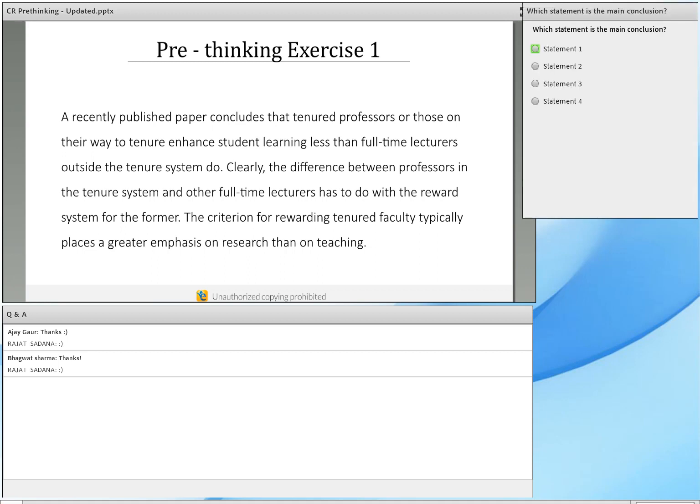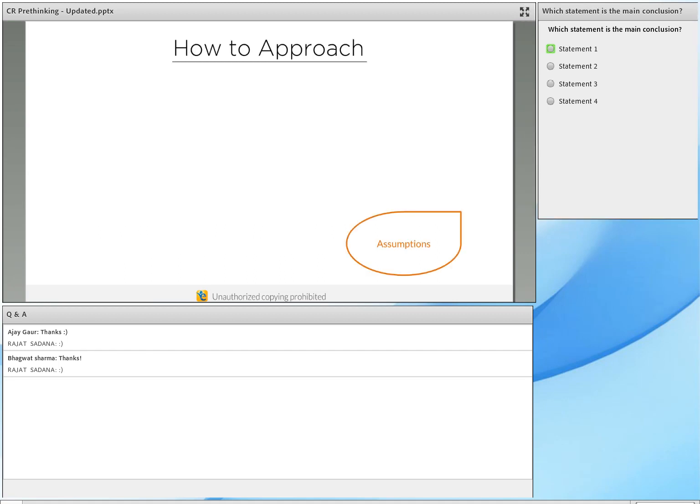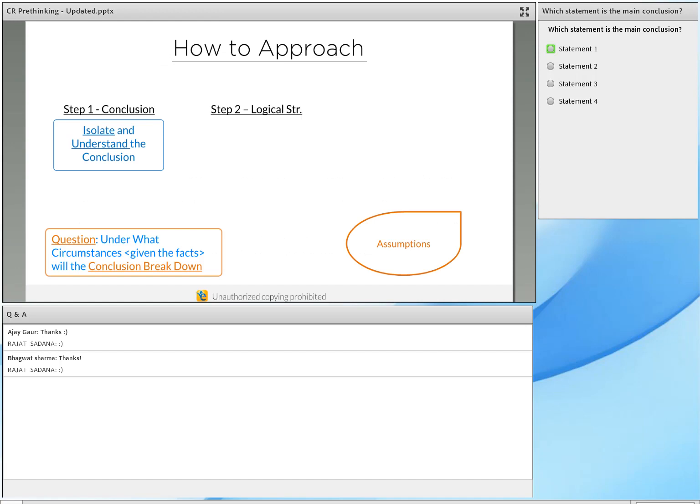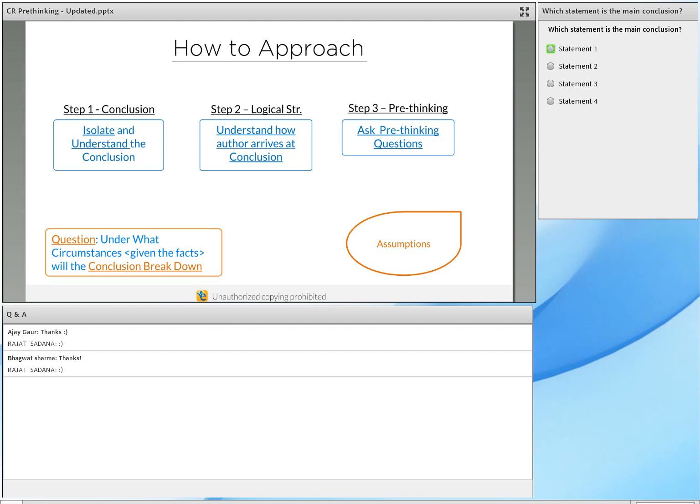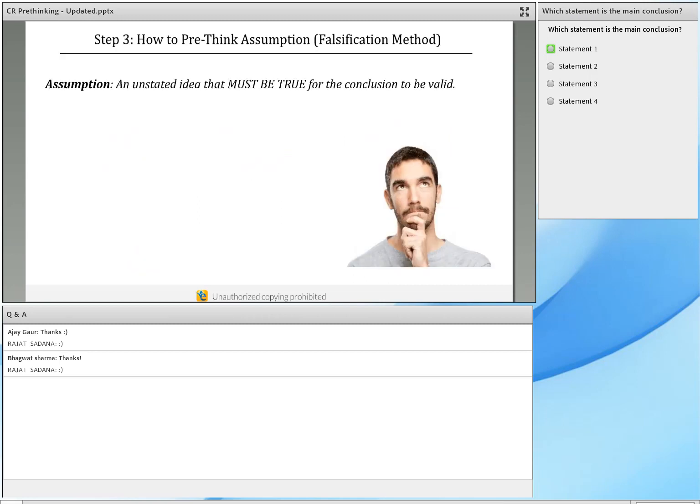So the first piece which we have to do in this is we've got to figure out which statement is our main conclusion. Now, this poll has four options. This argument only has three statements. So only choose statement one, two, or three once I show the three statements to you. So hold on to that. But the approach that we're going to use is we're going to first isolate the conclusion, understand the conclusion, then look at the logic that the author is using, and then ask a pre-thinking question. Now, what is that pre-thinking question? Let's see what that question is.